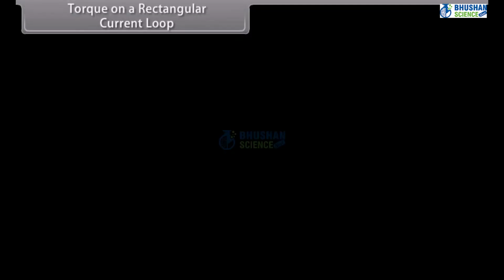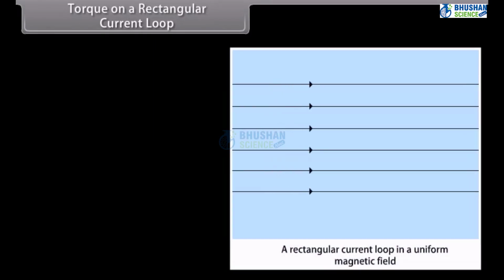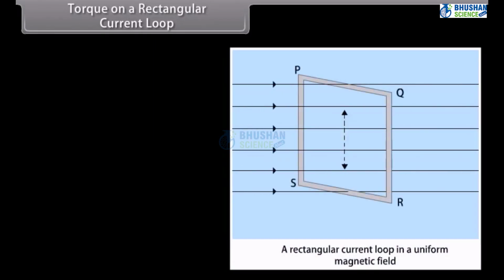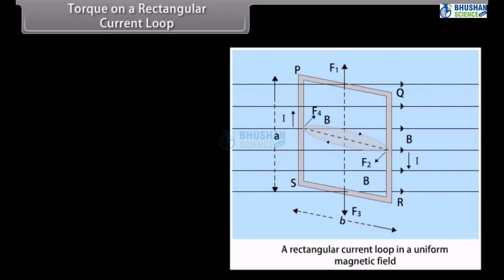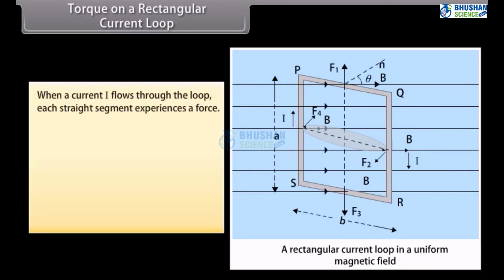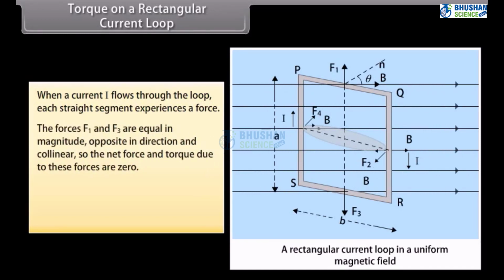Torque on a rectangular current loop. We consider a current-carrying rectangular loop PQRS of sides a and b placed in an external uniform magnetic field B. The normal to the plane of the loop makes an angle theta with B. When a current I flows through the loop, each straight segment experiences a force. The forces F1 and F3 are equal in magnitude, opposite in direction, and collinear, so the net force and torque due to these forces are zero.